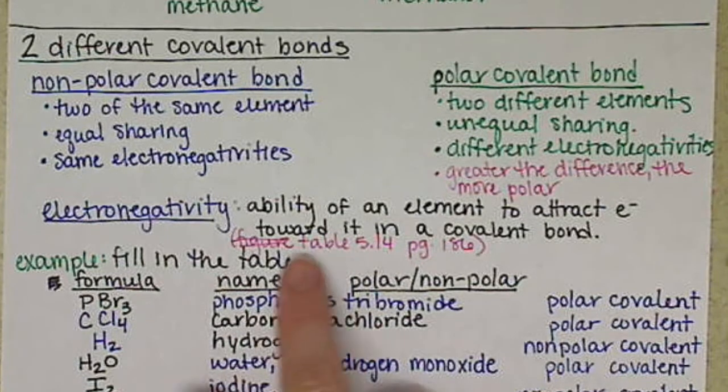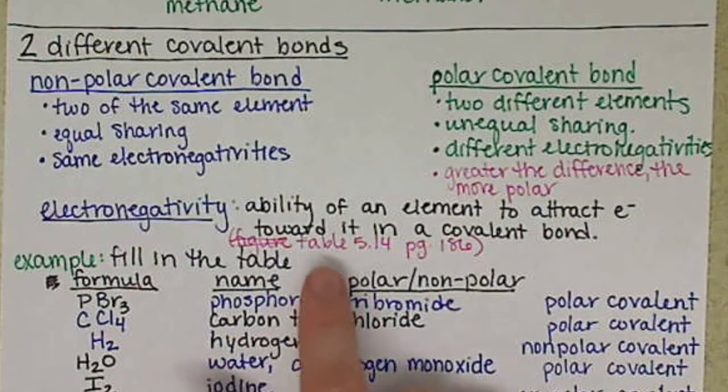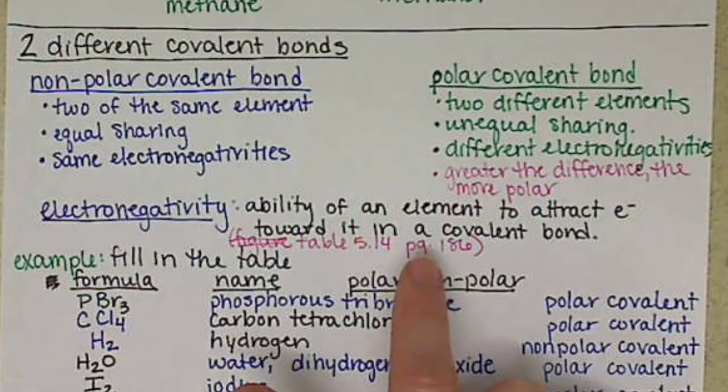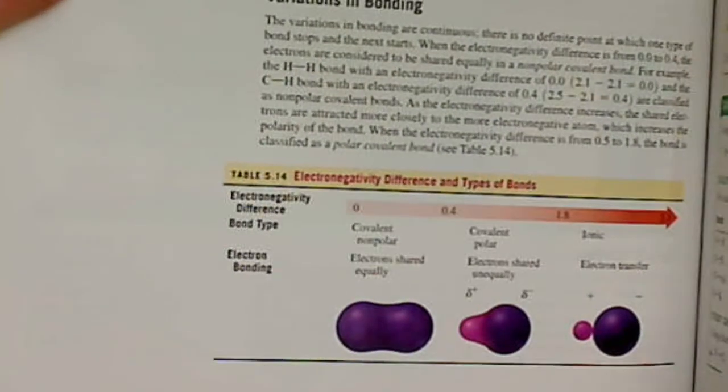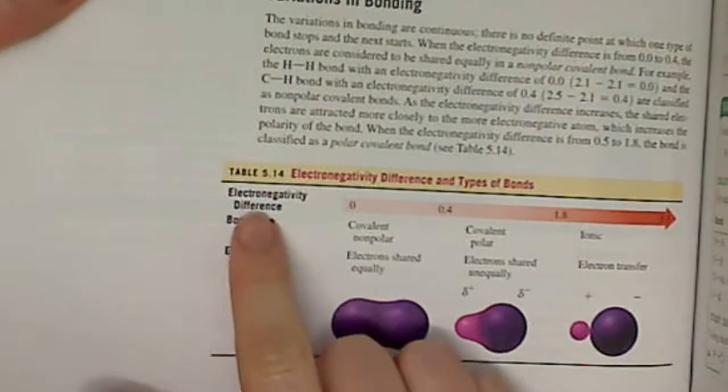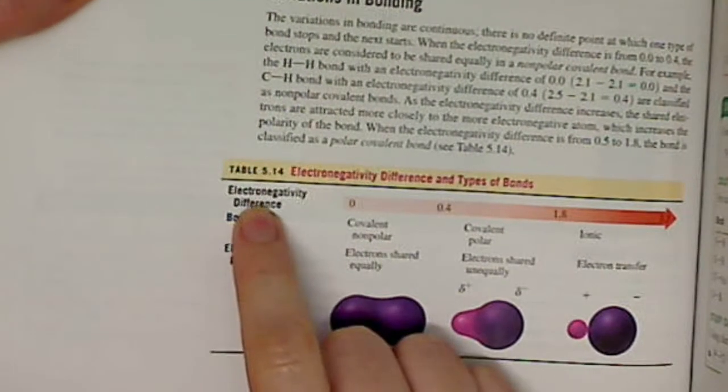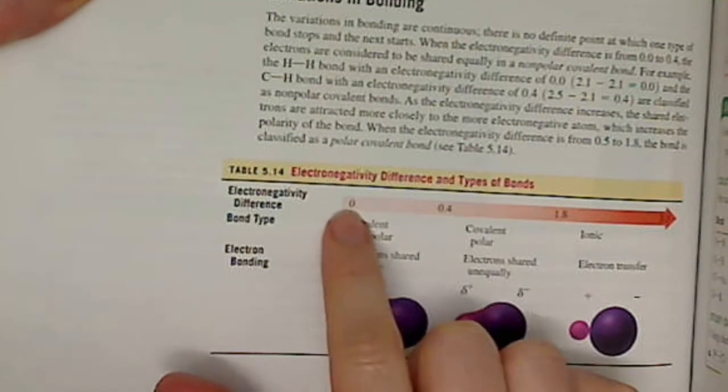Your book gives, not a figure, but a table depicting this. So I wanted to look at that and discuss and show what the symbols are, what they mean that your book uses. So your book looks at the electronegativity difference.